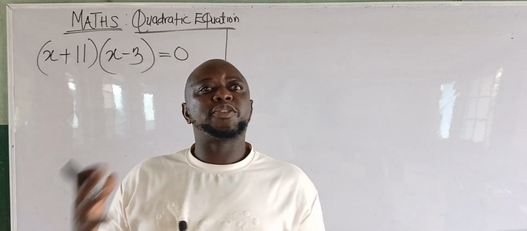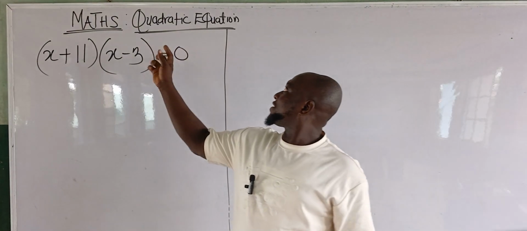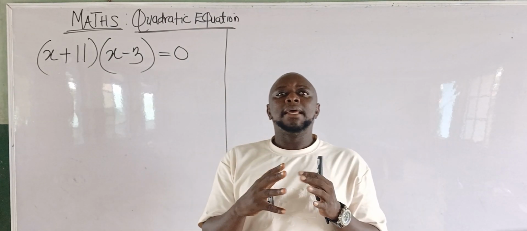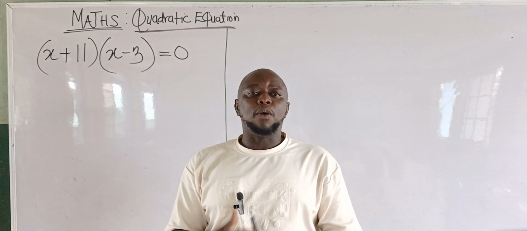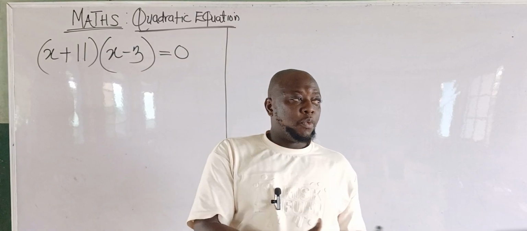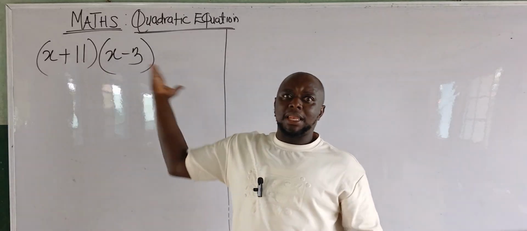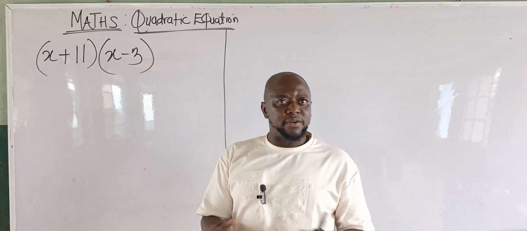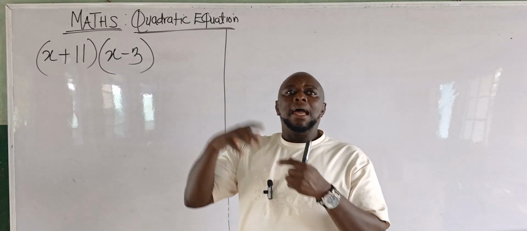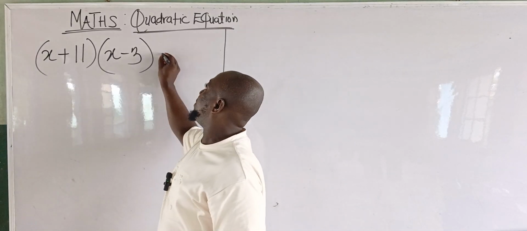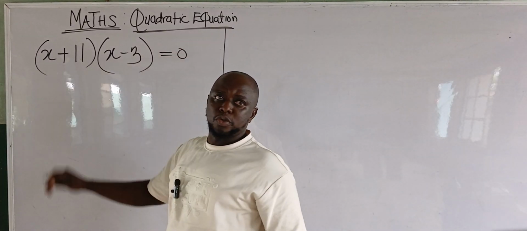Welcome to class. We are still discussing quadratic equations. I've been able to explain what an expression is and what an equation is. We said an expression is simply a string of numbers without equal to zero, while an equation is a string of numbers with equal to zero. So I've been able to do that.